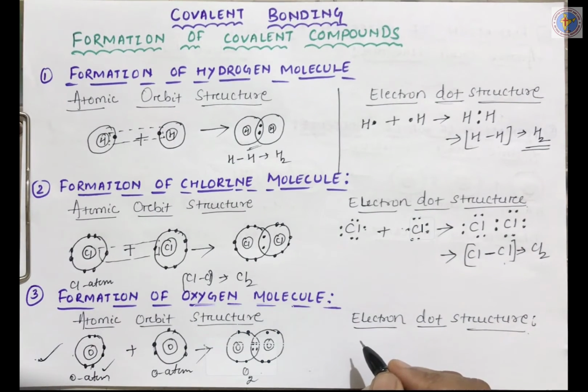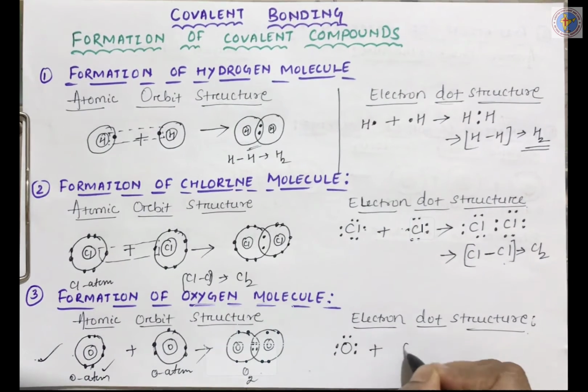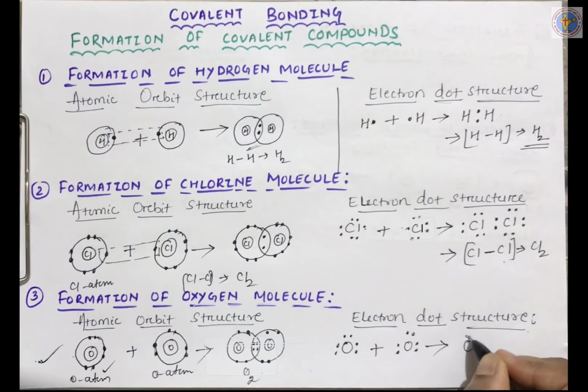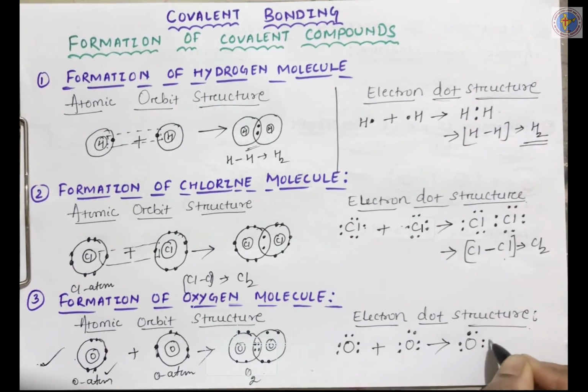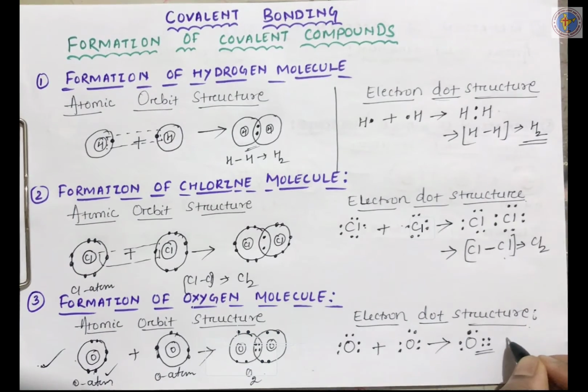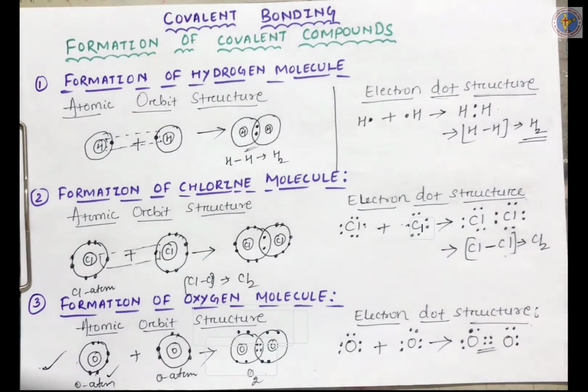Now let us draw the electron dot structure. As I told you, we need to show the outermost electrons in the form of dots. So this is like this, and here also 1, 2, 3, 4, 5, 6. These 2 are oxygen atoms, and after combination we are getting the bond like this, 1, 2, 3, 4. Here you can see very clearly 2 pairs of electrons are shared between these 2 oxygen atoms in order to attain the stable electronic configuration. So this is your oxygen molecule. As I told you, double bond, so it will form O2.